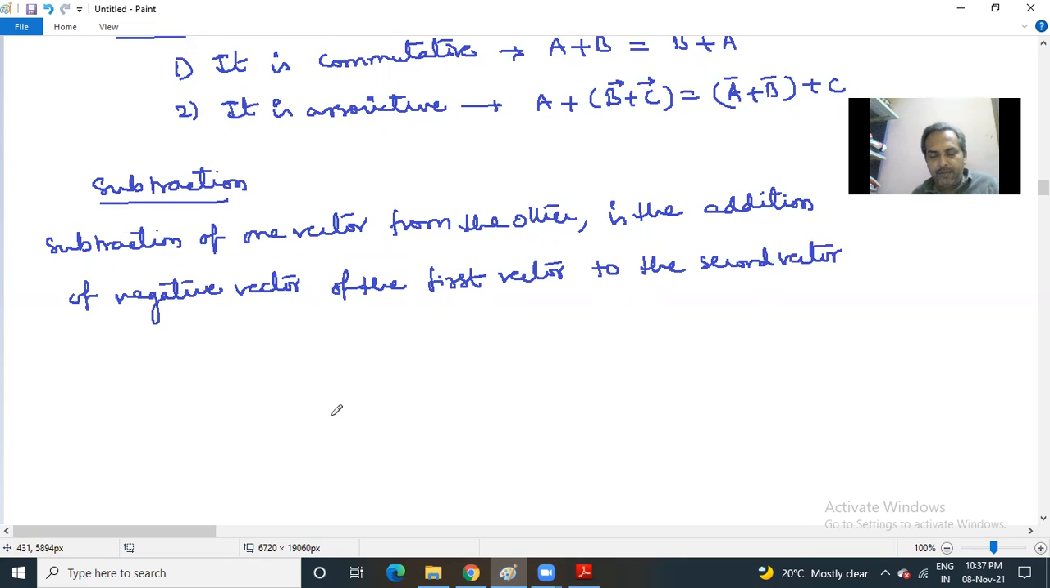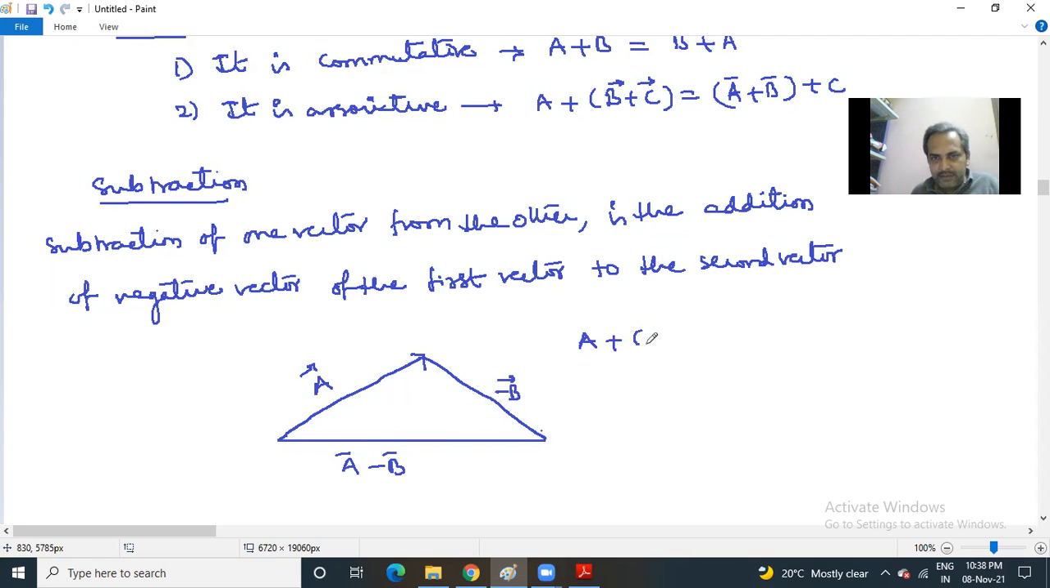So you can understand with the help of a diagram like this. Say this is the first vector, otherwise you can take like this. So this is the first vector, say this is A. So this is the second vector, so this is B. Suppose if you join these two, therefore this is going to be A minus B. So this is minus B. So you can say A plus of minus B is equal to A minus B. So this is an example for subtraction of one vector and the other vector.